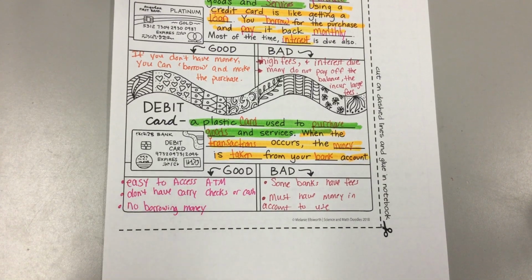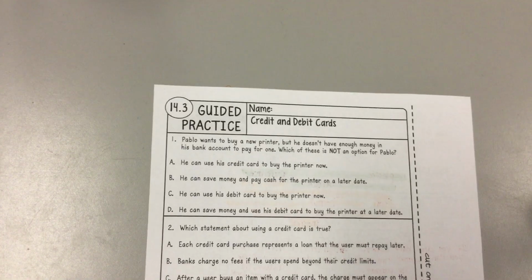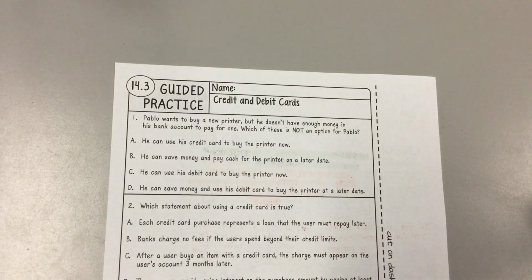Someone could go up there and you see them at HEB and they're swiping their card. You don't know whether they're using credit or if they're using debit. Okay? All right, let's flip it over and go over a couple of guided practice questions.